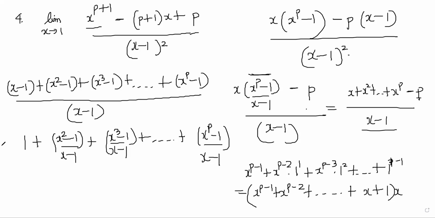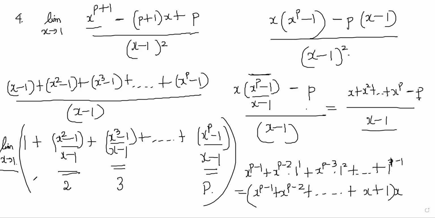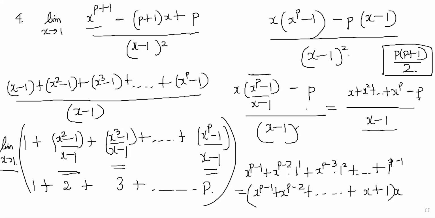And this limit you have to take as x tends to 1, right? So notice that each of these limits you know from the previous thing. By L'Hopital rule, you can do 2x by 1, so 2 will be the limit. And here it will be 3. And here it will be p. So it is 1 plus 2 plus 3 till p, which is going to be p into p plus 1 by 2, which is what we got earlier. So without L'Hopital also it is possible to do.